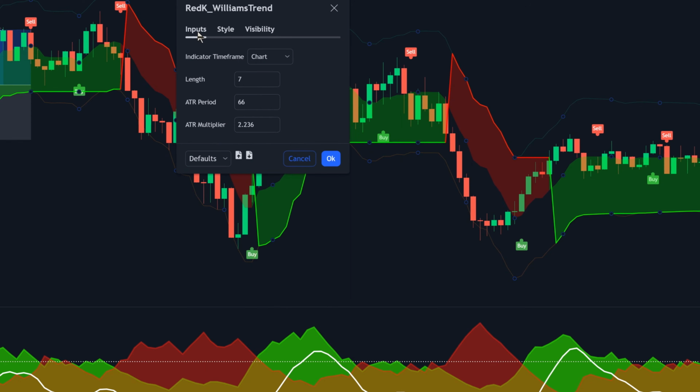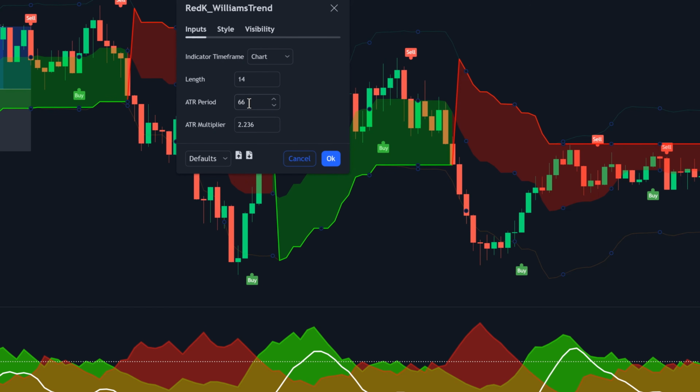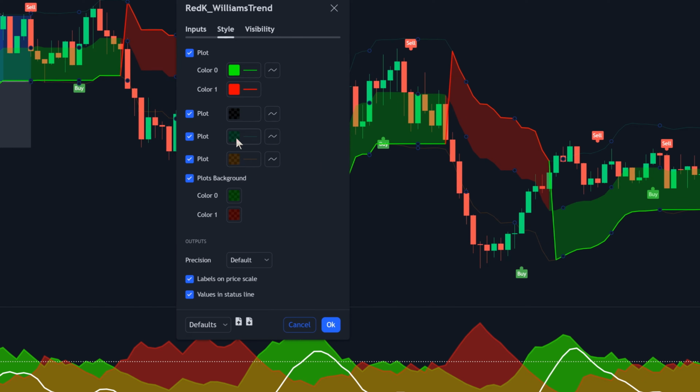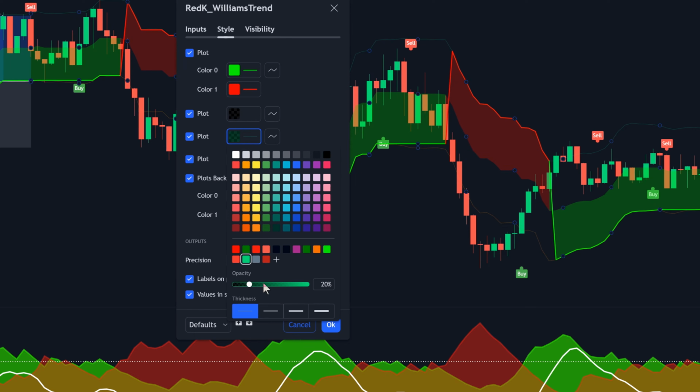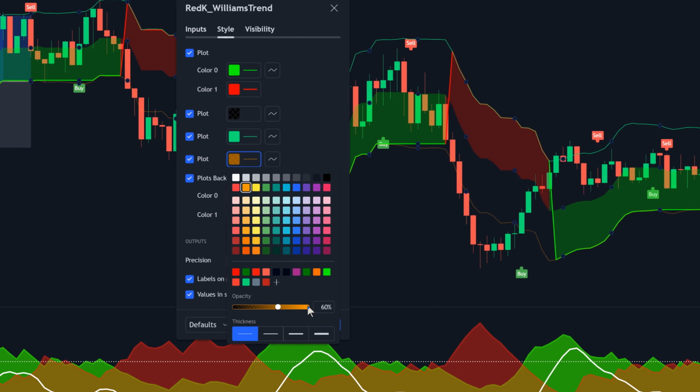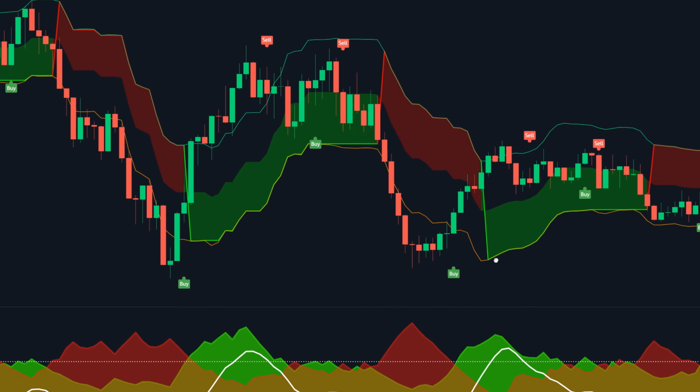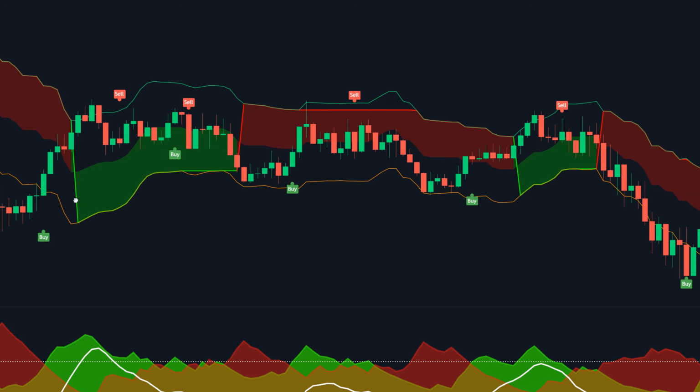Then on the Inputs tab, change the length to 14. And then reduce the ATR period to 33. For the ATR multiplier, we're going to change it to 1.5. On the Style tab, you want to change these plot colors to brighter colors. After that, click OK. Now, how can we combine these three indicators to enter long and short positions? Well, let me show you.